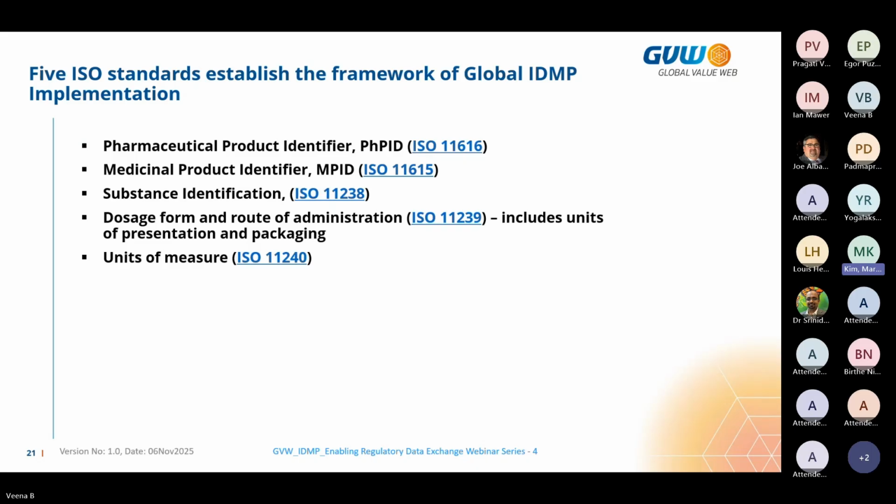Okay, so there are 5 ISO standards that establish the framework of global IDMP implementation. We have the pharmaceutical product identifier, PhPIDs, medicinal product identifiers, MPIDs, and substance identification. We talk about the dose and related content and units of measure. So in GSRS, our biggest focus is the substance identification, but our software is built to manage and include recommendations from the standards. Next.